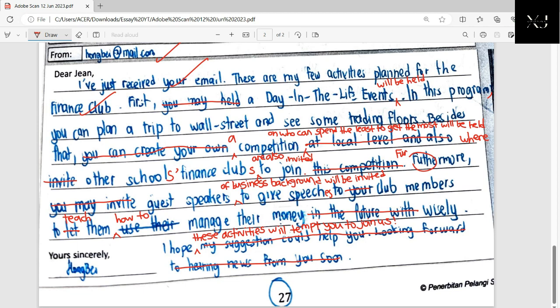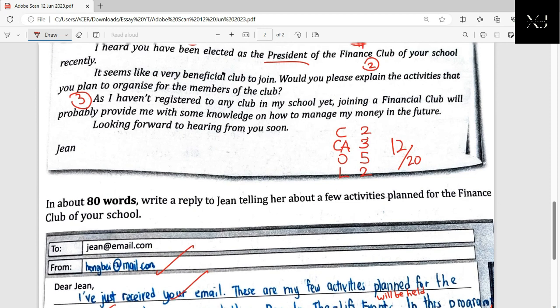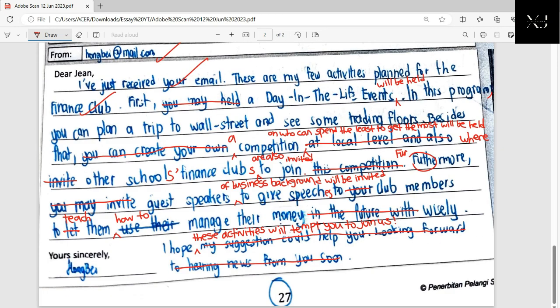I hope these activities will tempt you to join us. So I don't want the typical ending like "I hope my suggestions will be helpful to you" or "Looking forward to hearing from you soon." It's not wrong, but it's so typical that I cancelled it off for her. And also, because this John or Jean said that I haven't registered for anything yet, you can actually use this opportunity to tell this person to join the finance club. Okay, so that's what I did. I hope these activities will tempt you to join us. Then yours sincerely, who are you, and all those things. Okay, so that is the end of this essay explanation.